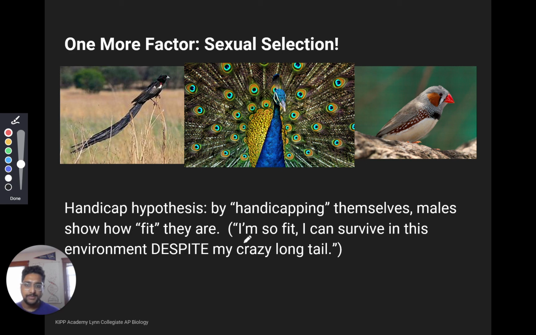The handicap hypothesis says that if the male is still able to survive, despite the fact that it has this big handicap or this huge burden, then it's a good mate, because it proves that despite the fact that they got this huge tail that might make them die, they're still able to live in their environment and thrive. And so it's an example of a way that sexual selection can operate that's sort of outside of our normal framework for natural selection.